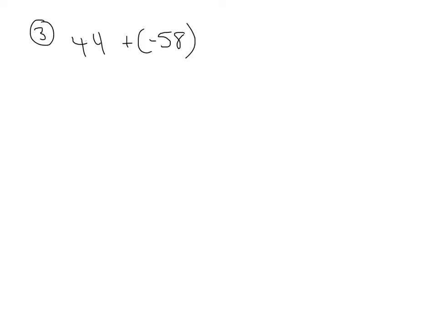How about this one? Well, let's see. It might help us to remember that plus a negative actually means minus a positive number. So I'm going to do 44, not plus negative, but now minus 58. All right, so I'm going to start at 44, and I'm going to go 58 to the left. So that means I'm going to have to jump over 0 and go even further to the left. So I'm going to get a negative number as my answer.